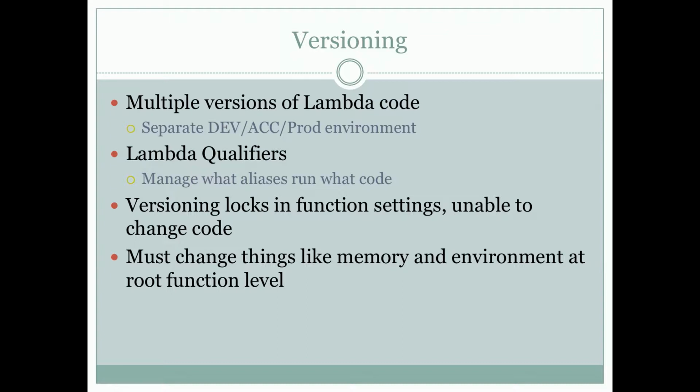Everything has to be done. This last little note here is changes like memory and environment. All of those things get locked in when you create a version, which I think is pretty cool. So I have my latest, I'm playing with it, I'm adjusting memory, I'm adding environment variables and breaking things and all that kind of stuff. And then I get it right, I'm like, cool, lock it into a version, and then create an alias for it, and then we run that.